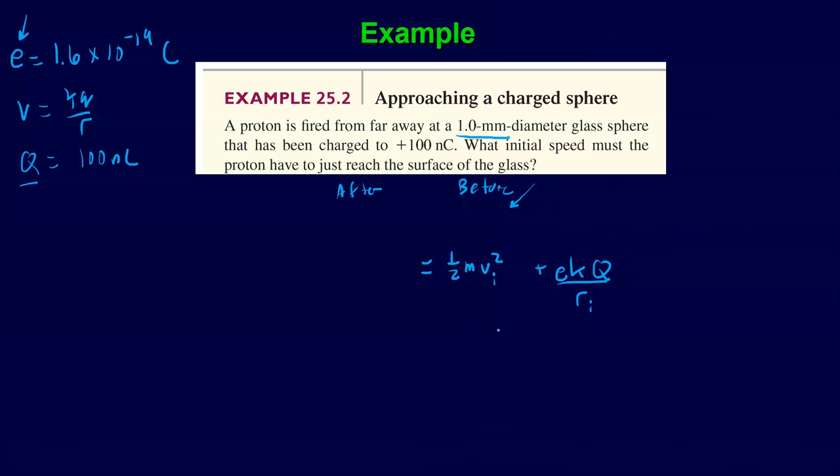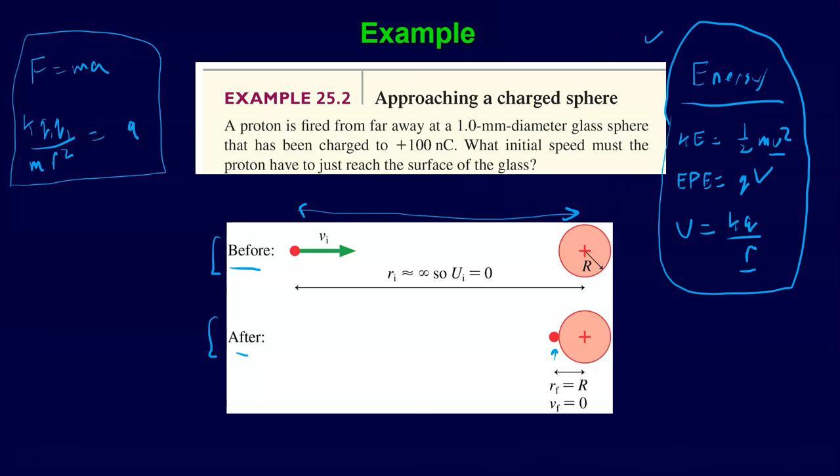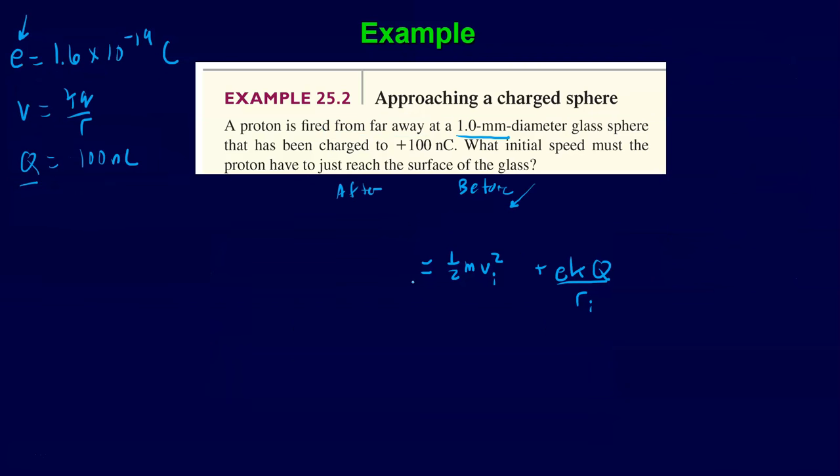So let's go back and look at that picture. A proton is fired from far away. This is the kind of thing books love to do. So what does that mean, far away? Well, that means that that distance r is infinite. It's super big, right? And so if r is super big, then essentially this term just goes to 0. So I can just forget about that term.